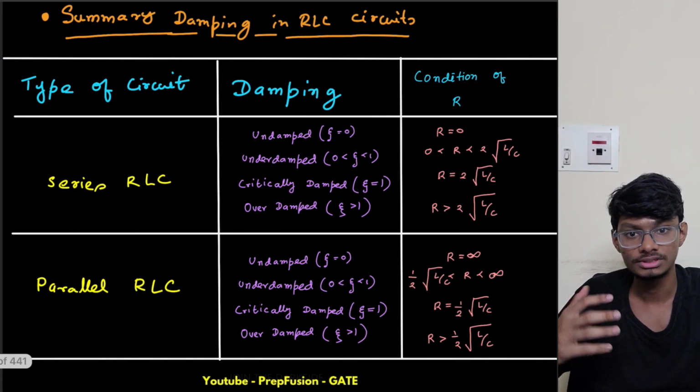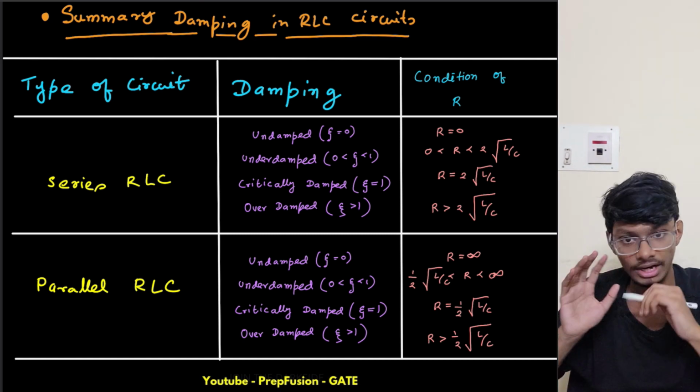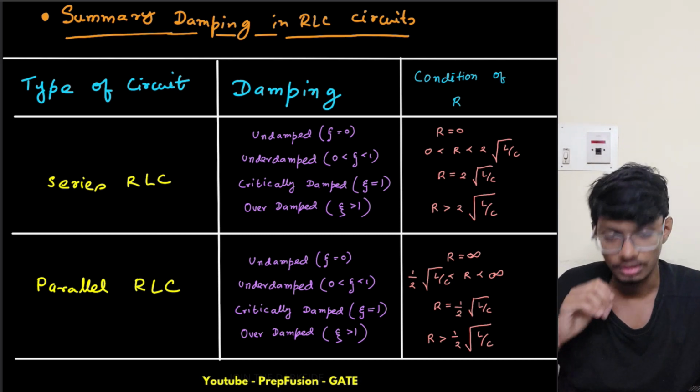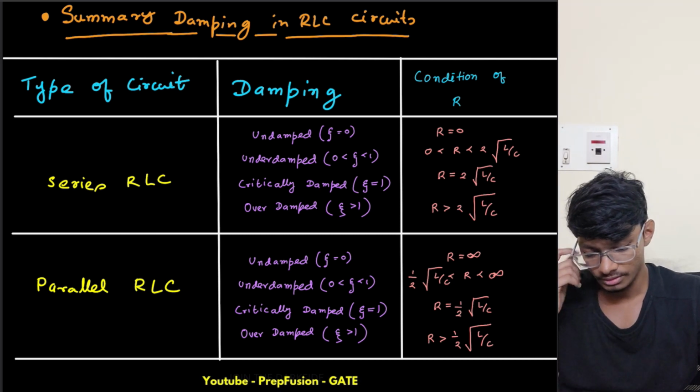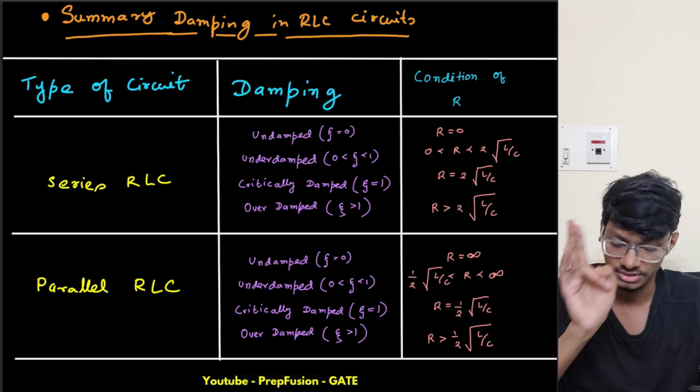So yeah, let's go to the summary of damping in RLC circuits. In RLC circuits, we have two types, right? One is series RLC, one is parallel RLC. These are all the cases, but you don't have to remember all this. Just remember the formula for zeta.